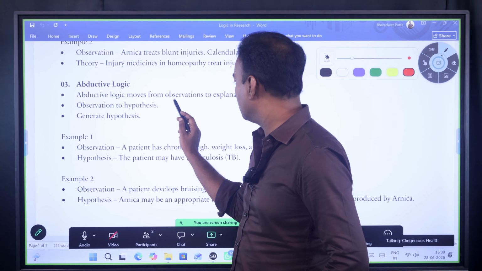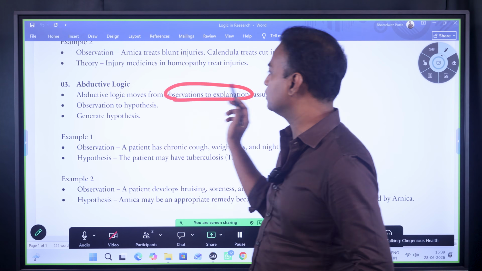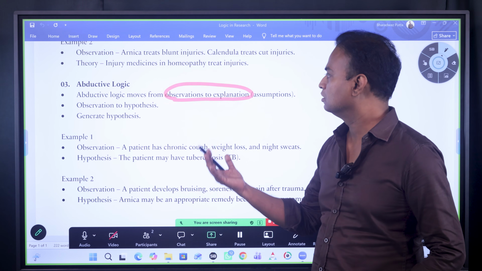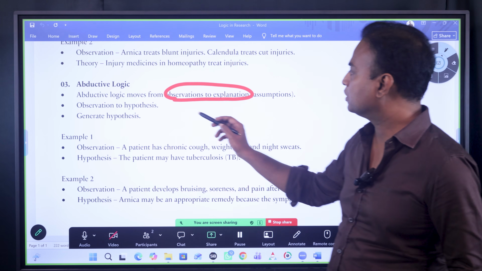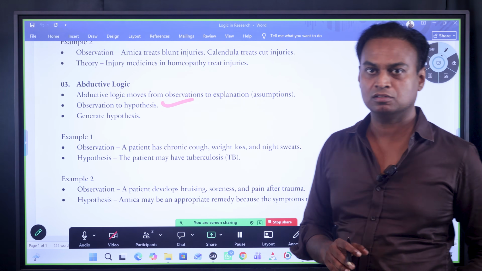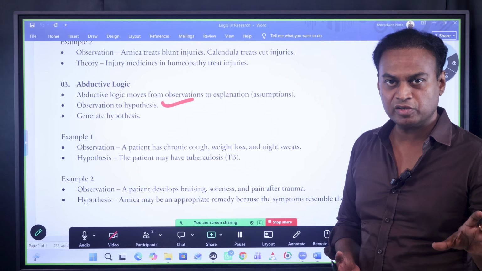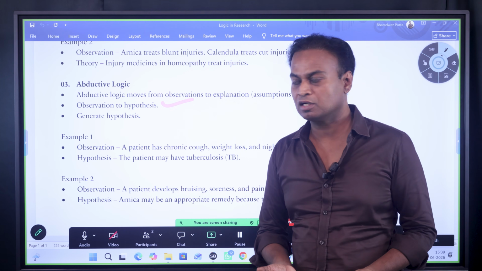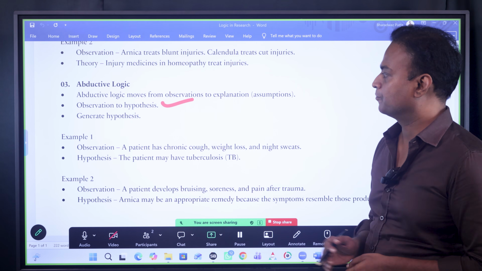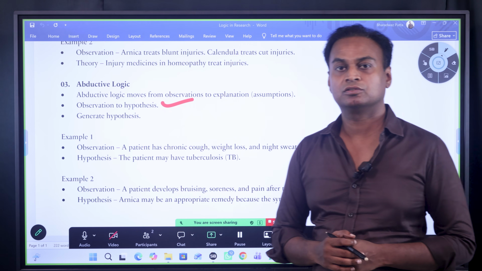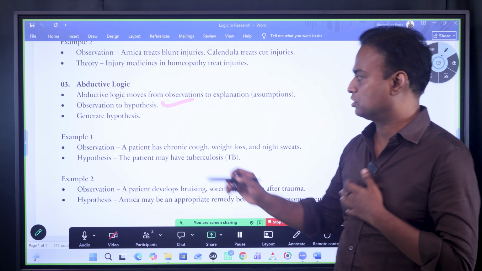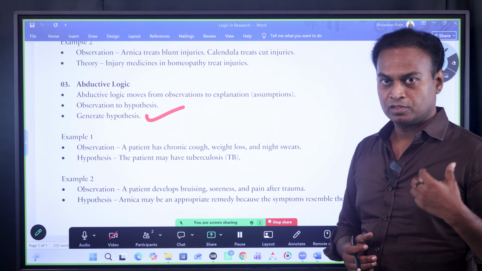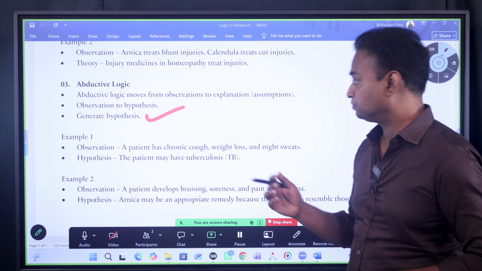Abductive logic moves from observations to explanation. You have observed something and you want to explain why it has happened. That is abductive logic. Observation to hypothesis. Hypothesis means your assumptions. From observations to assumptions: you have seen something and what is your assumption about it is abductive logic. What is the purpose of abductive logic? To generate a hypothesis. That is the main purpose of abductive logic.